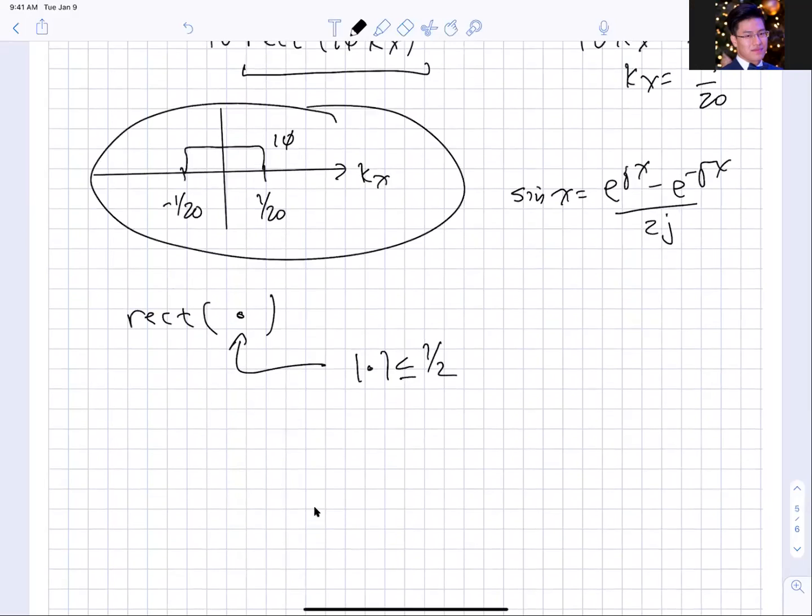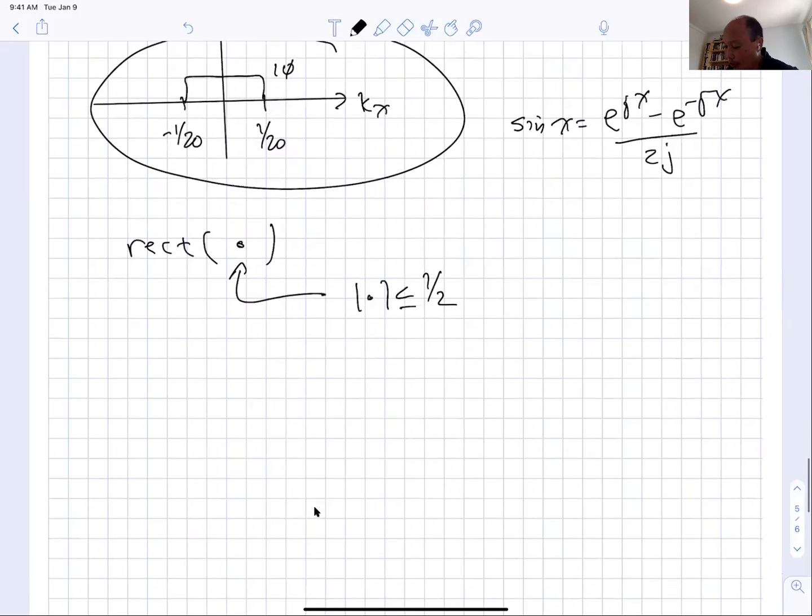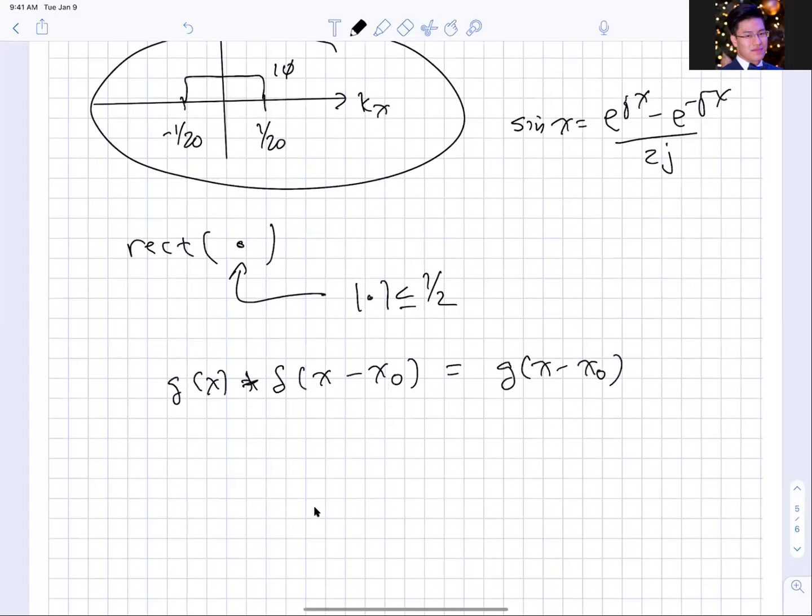two Dirac delta functions. This is where you want to use this fact: if I have any function g of x and convolve it with delta x minus x naught, it just shifts my function. So just make use of that fact. You take the new function, the rect function. Yeah, that makes sense. Thank you. Sure.